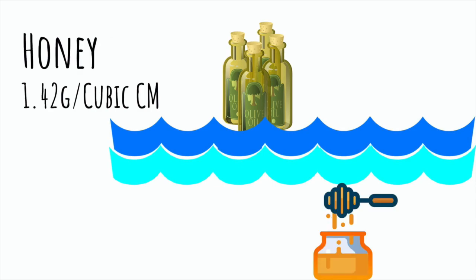Want to add another layer? Pour some honey into the same cup, right onto the water and oil. Your honey will slowly drip through both of them because honey has a density of 1.42 grams per cubic centimeter. That's heavier than oil. It's heavier than water, and it sinks right to the bottom.